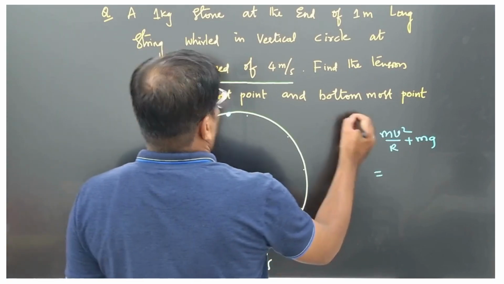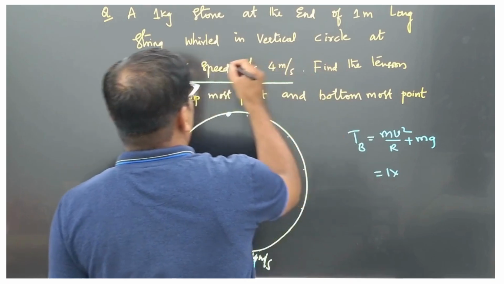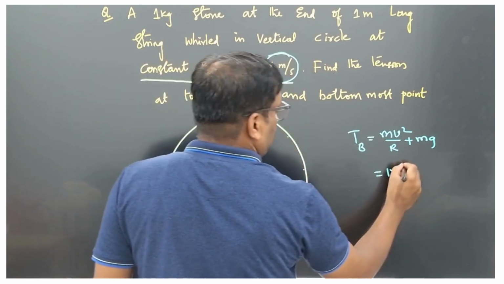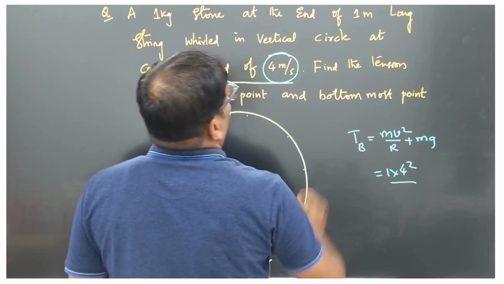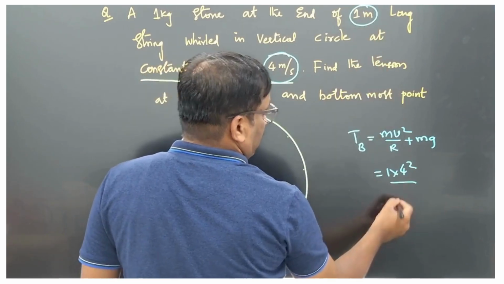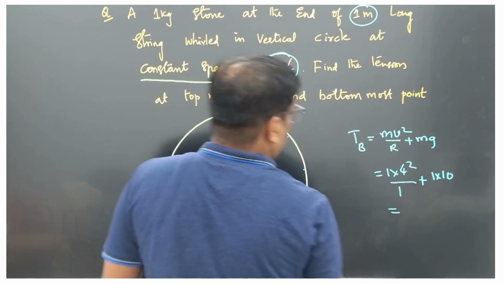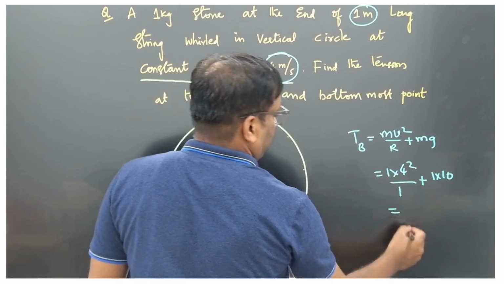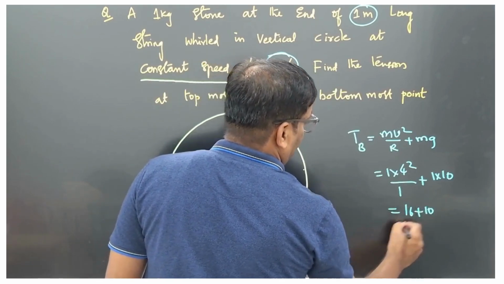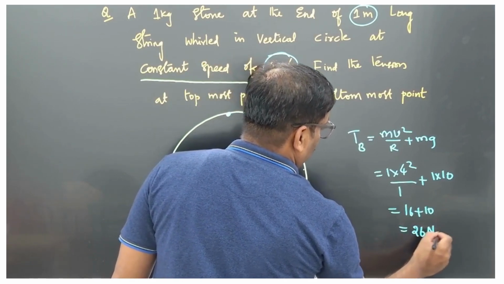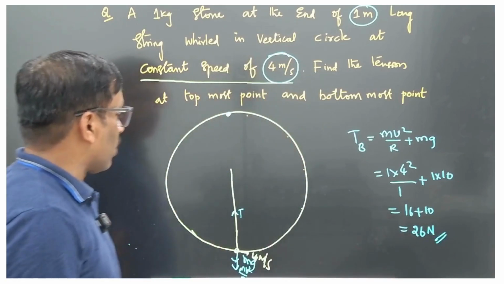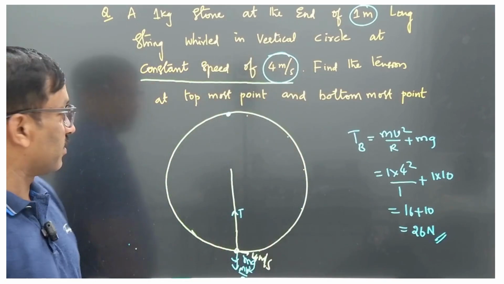So, mass is equal to 1 kg is given. Speed at every point is 4 meters per second, 4 square. What should be the string length, radius is 1, plus 1 into 10. So, how much will it be now? It is 16 plus 10, therefore 26 newtons. So, tension at the bottommost point is 26 newtons.